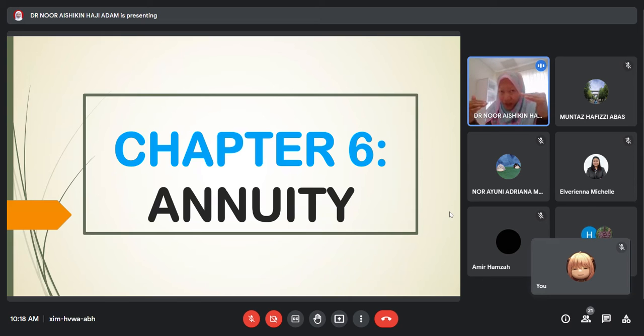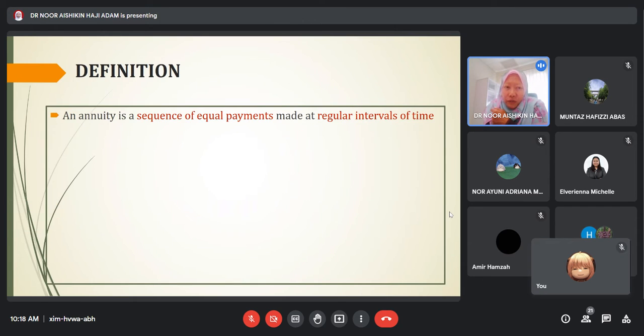So when you have that, the regular amount of payment or investment, then you know that is a problem on annuity. Faham class? Faham tak? We have to look at several terms and the relevant formula, and later on exercise questions, of course. Okay, I'm going to give you some definition.